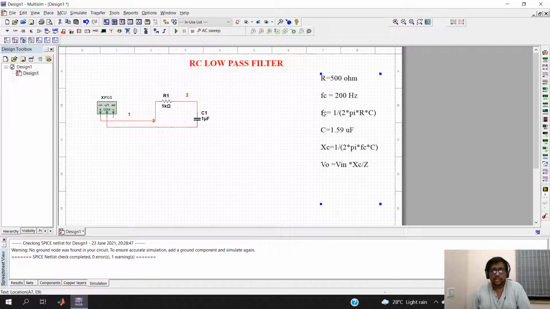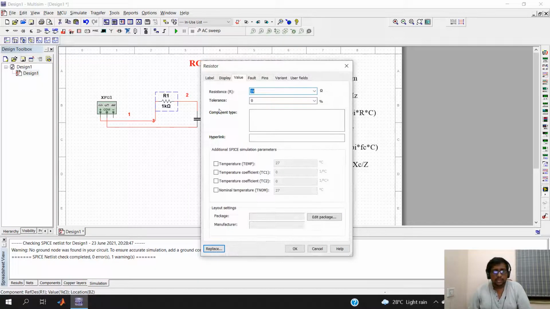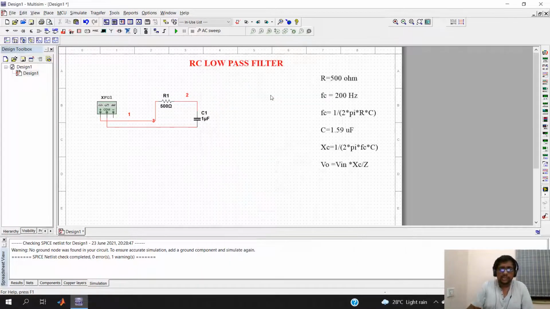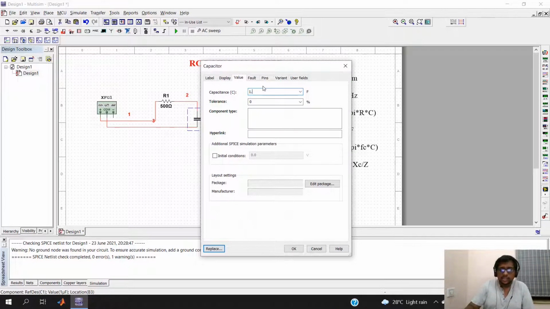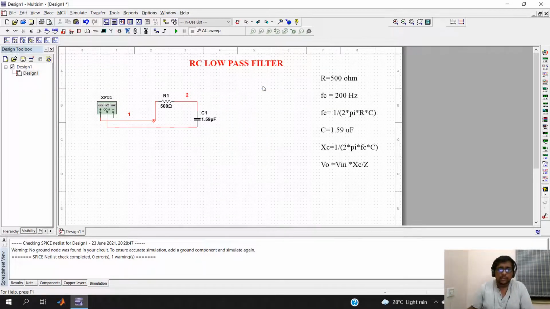The formula for the cutoff frequency is 1 over 2 pi RC. Now I have kept an arbitrary value of R as 500 ohm. Based on this, I have found the value of C as 1.59 microfarad. So by using that, we'll update the values of R as well as C: 1.59 microfarad and 500 ohms.